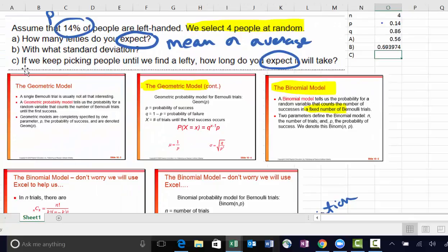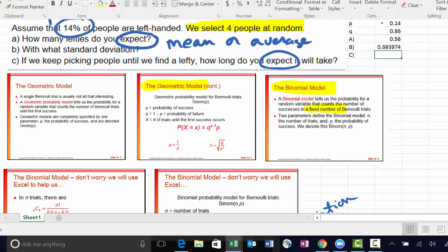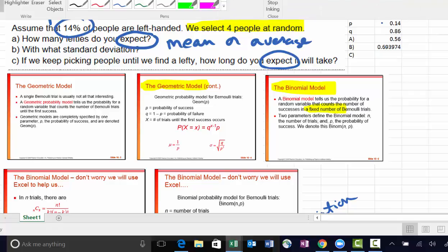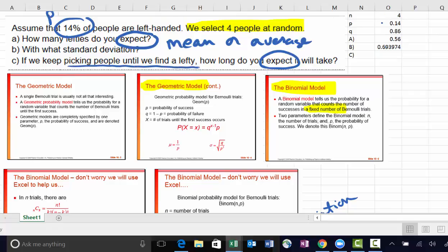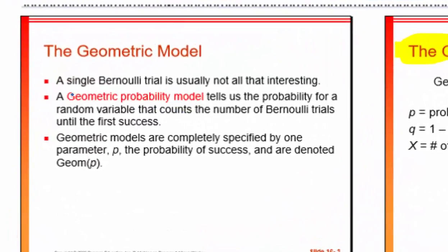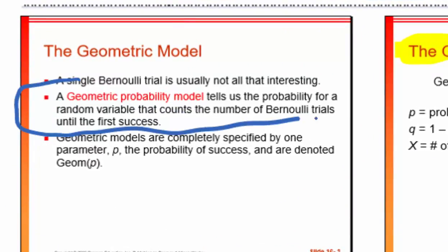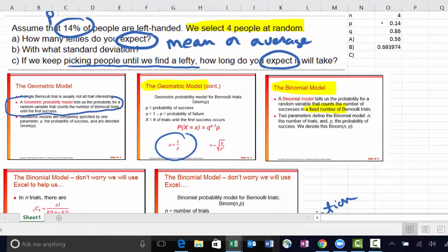Now finally, on part C, they're mixing it up for us. It says if we keep picking people until we find a lefty, how long do you expect it will take? All right, now they've changed the model, because we're no longer going to just pick 4 people, we're going to keep picking people until we find a lefty. Well, that is the example of a geometric model, because a geometric model tells us the probability for a random variable that counts the number of trials until the first success. They want to know how long we expect that to take. Again, expectation is the mean, or the mu. So we just have to do 1 divided by p. That's the formula.